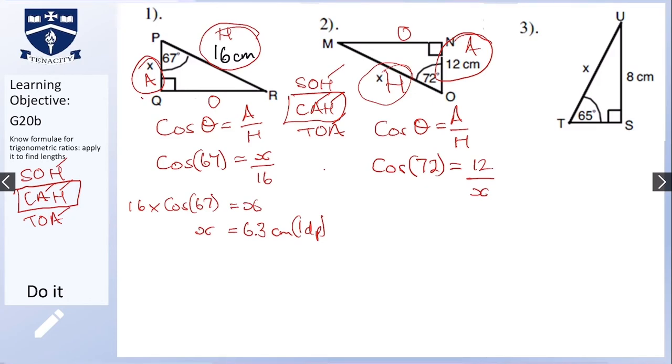Now, this looks slightly different this time, in that the x is underneath. Every other question you've had, the x has always been on the top. So we've got to rearrange this. What is going to happen is this x will come up the top, and this one here will come back underneath. So you should have x is equal to 12 divided by cos of 72. So again, calculator needs to come out.